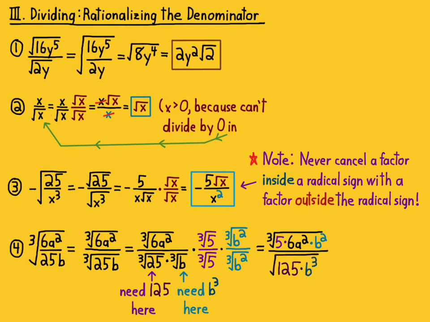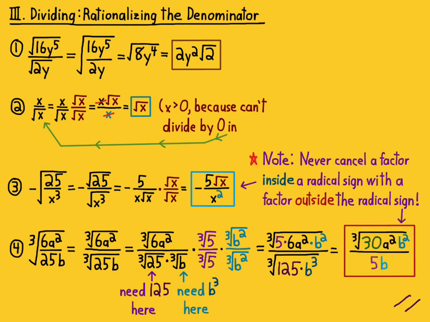I just combined everything in the numerator. The cube root, right? 6a squared, the 5, and the b squared. I colored them so you can tell the difference. Then, of course, you'll take the 5 times the 6 and get 30, right? And this is over this cube root. So the cube root of 125 is 5. Cube root of b cubed is b. So you end up with no radical in the denominator.